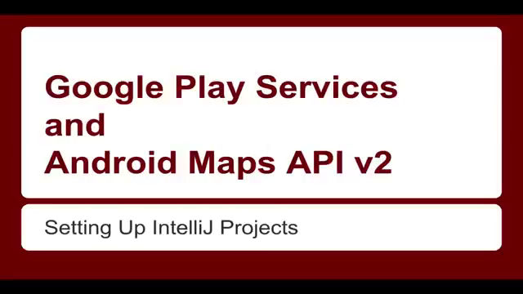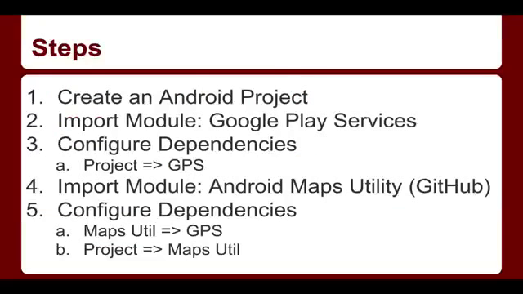This video tutorial will show you how to use the Google Play Services Library, the Android Maps API version 2, in an IntelliJ project. So let's see what steps we have to take here. The first one is, of course, to create an Android project. The second step is to import the Google Play Services Library as one of the modules. Then we will configure the dependency between our project and the Google Play Services Library.